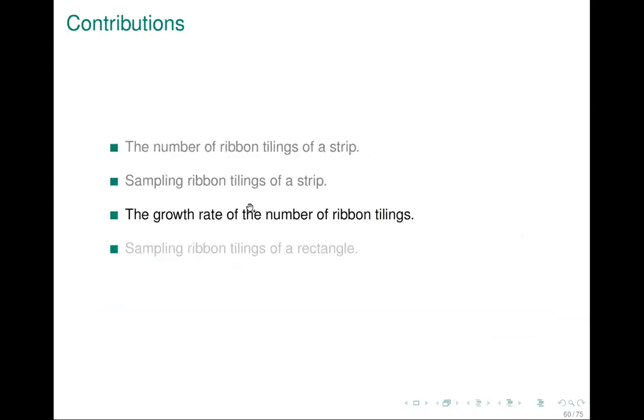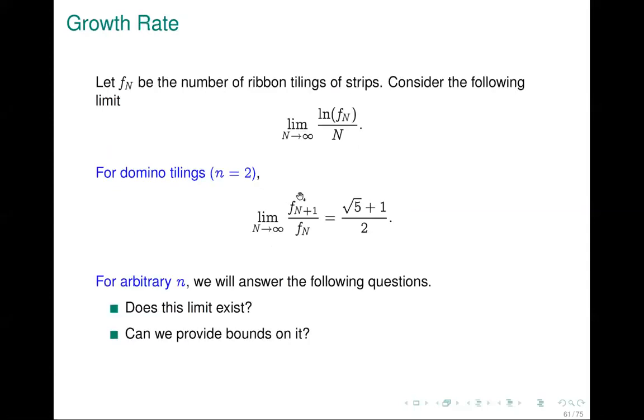Okay, let's move on. Next I'll talk about the growth rate. First of all, let me define the growth rate. Recall we have Fn, the number of tilings of strips. I take the logarithm and divide it by capital N, the size of the strip, and take the limit. This is defined as the growth rate. For example, for domino tilings, Fn is the famous Fibonacci sequence, and it is a well-known result that the ratio, as n goes to infinity, will be the golden ratio. So the connection with the growth rate I defined is just to take the logarithm.